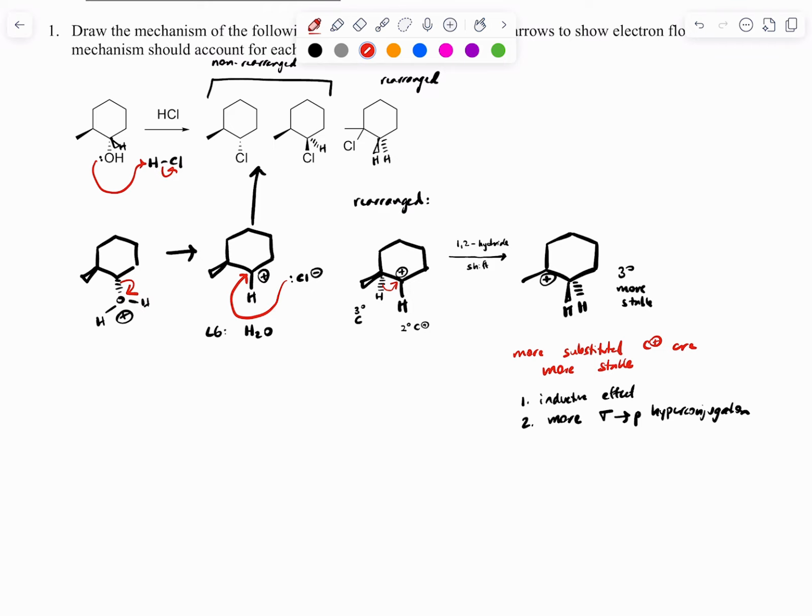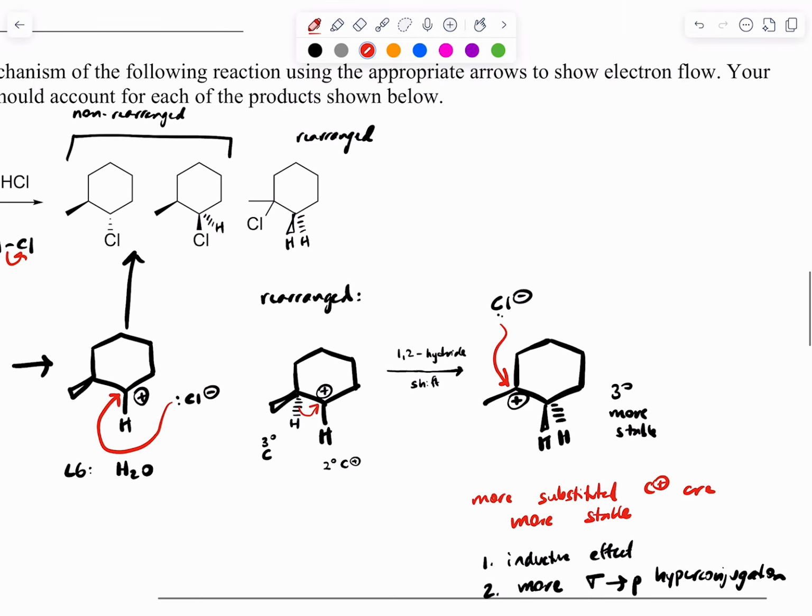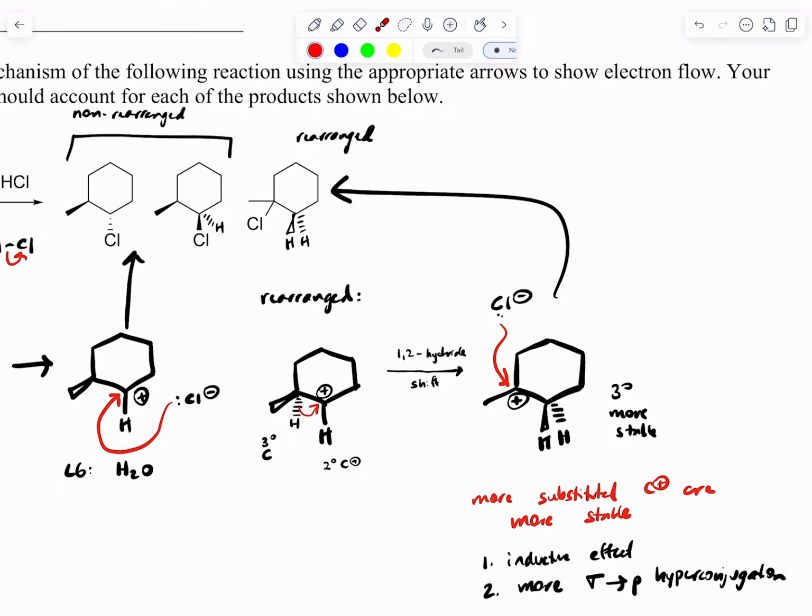So to show that mechanistic step, you would simply have Cl minus attack from above or below, and you would get this rearranged product. By the way, notice that I did not bother to draw dashes or wedges on that rearranged product. I could have done, but that carbon's not a stereocenter, so no matter whether I draw a dash or a wedge, it's the same thing, and so it's totally fine to not use dashes or wedges when the carbon is not a stereocenter.